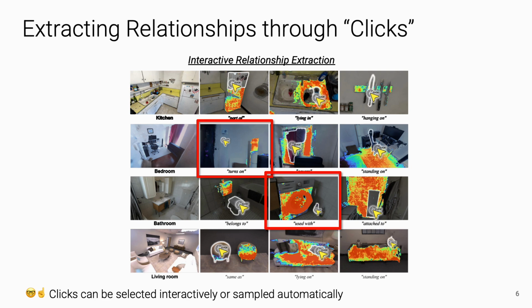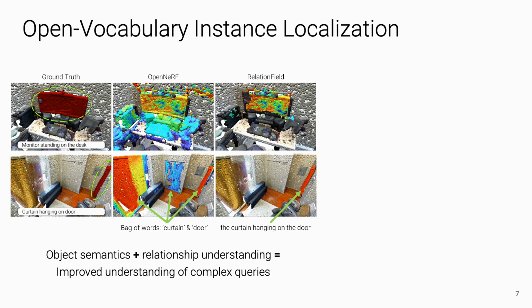For example, in this scene we select the light switch and query the relationship turns on. RelationField successfully highlights the light in the scene. This kind of common-sense understanding of causal relationships can be very useful for a robot agent that is tasked to turn on the light and needs to know that it has to interact with the light switch rather than the light itself.